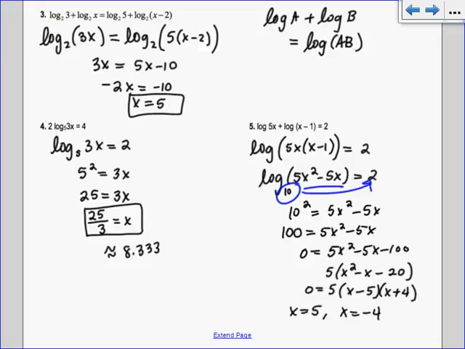Don't you also get x equals 0, but you pull out a 5? Nope, because if you set 5 equal to 0, you don't get a solution. If it had been like an x, then you get something. All right, so we have 5 and negative 4.